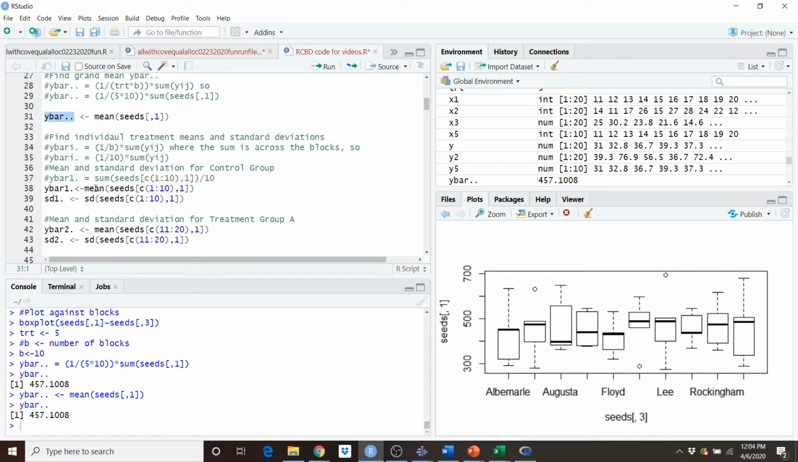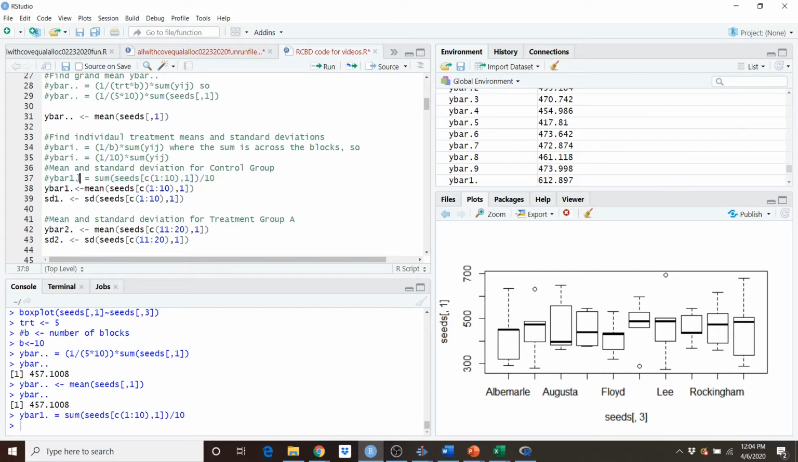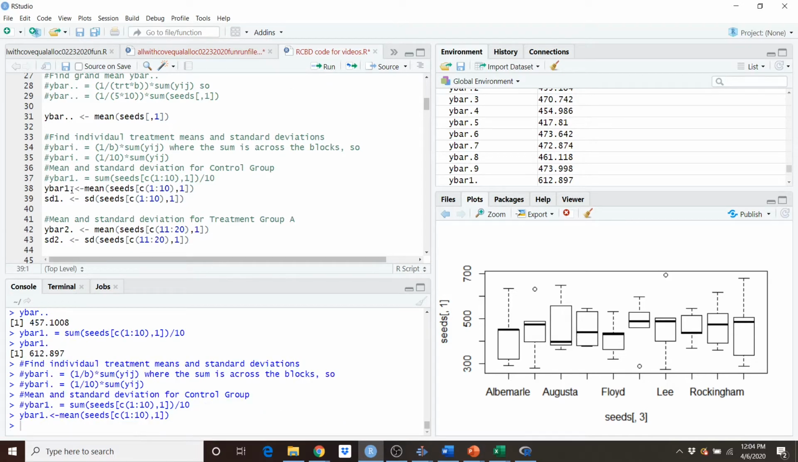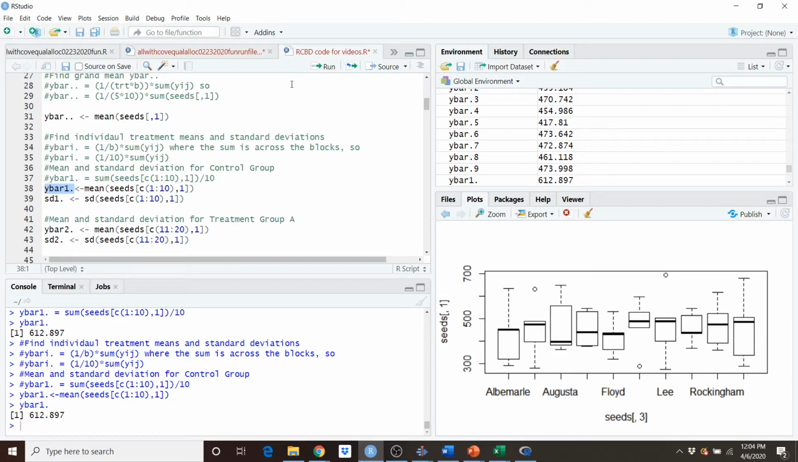Now, what we can do, let's look at our control group. Here I'm just going to find the mean for the control group. Well, y bar 1 dot is going to be the sum of the seeds going from 1 to 10 in the first column, and I'm dividing those by 10. And so y bar 1 dot then should be 612.897. Well, let's see. If I simply find the mean of the first 10 rows in the first column, then what I get for y bar 1 is 612.897.